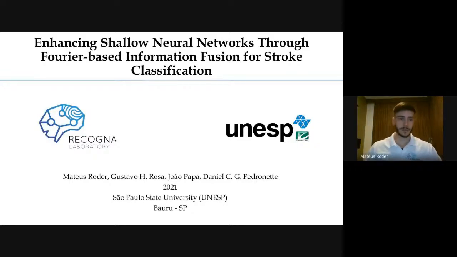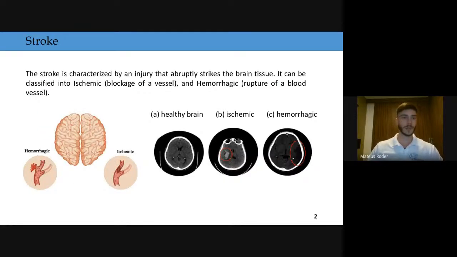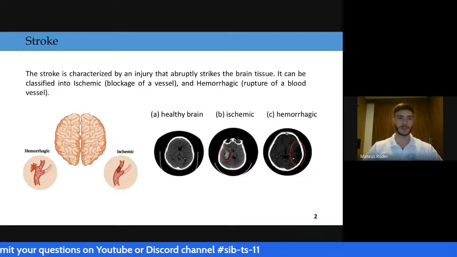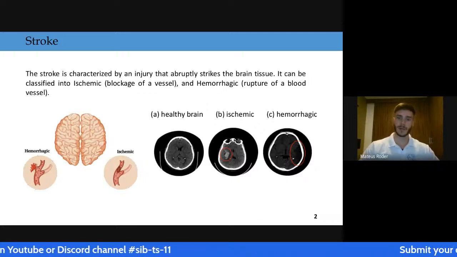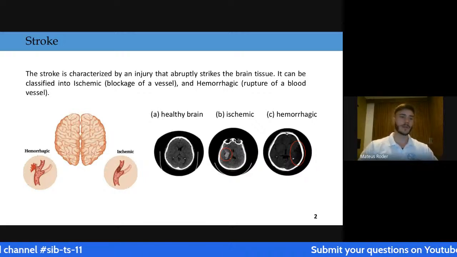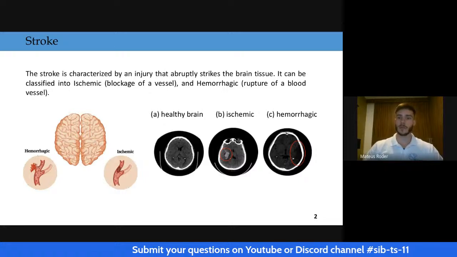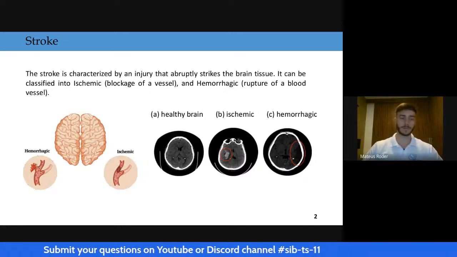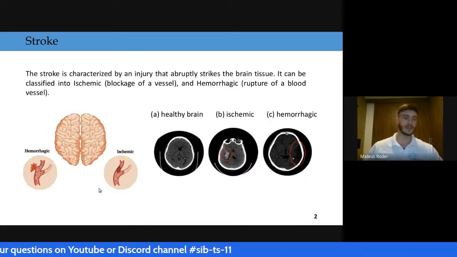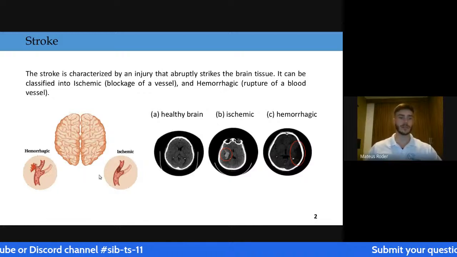Hello everyone, I am Matheus and I will present a brief overview of our work in enhancing shallow neural networks through Fourier-based information fusion for stroke classification. First of all, the stroke is characterized by an injury that abruptly strikes the brain tissue. It can be classified into ischemic, which is a blockage of a vessel, and hemorrhagic, a rupture of a blood vessel.